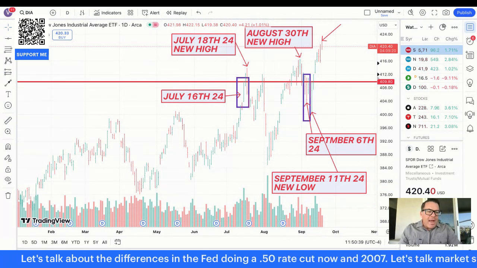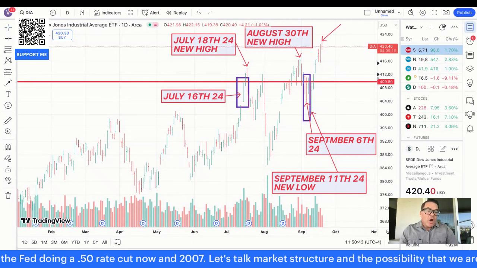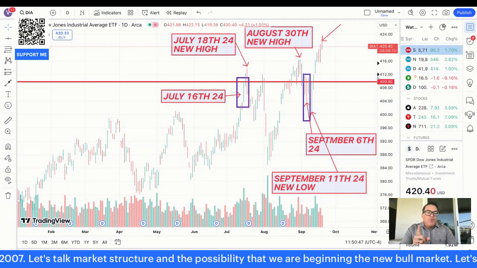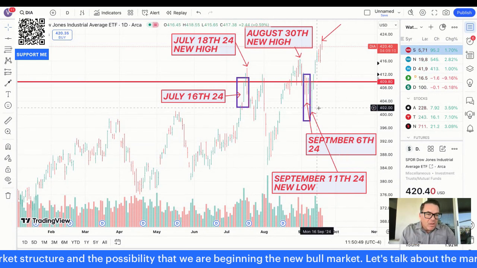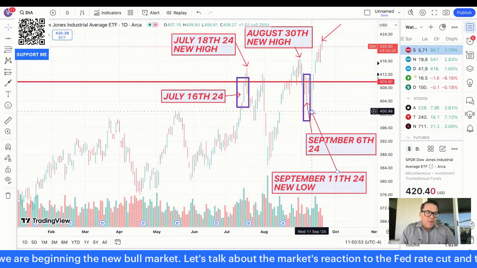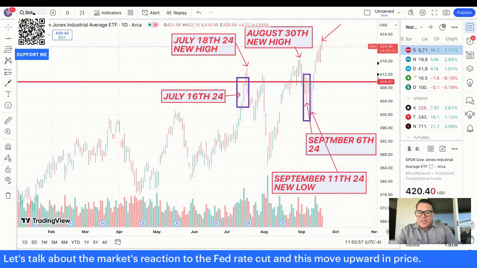So on the macro structure, what we see is that the NASDAQ was going much lower and reversing much lower than both of the other indexes until September 11th. On September 11th, the Dow made a new low. Let's look at the S&P.